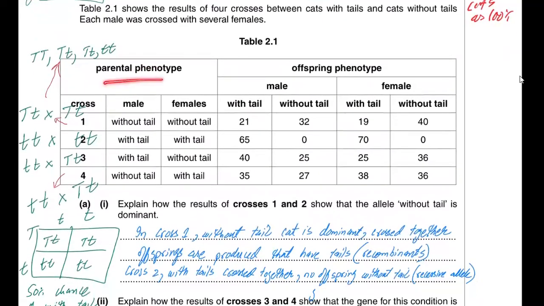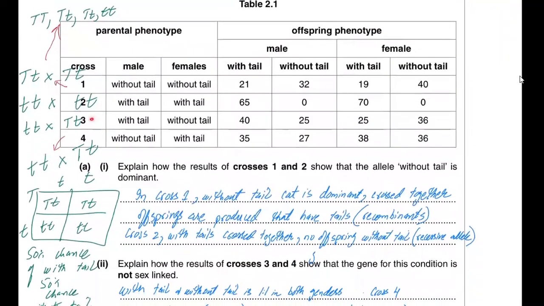Coming back, the parental phenotypes for cross 1, cross 2, cross 3, and cross 4 are shown to you, with the male and female offspring phenotypes, with tail and without tail. Let's come to cross 1. Cross 1 shows without tail being crossed with without tail, and the offspring produced are male and female both, with tail and without tail. Both kinds of males are produced, and similarly females with tail and without tail are both produced. So we have four different phenotypes, two in each gender.